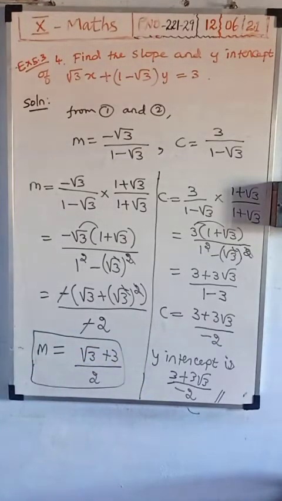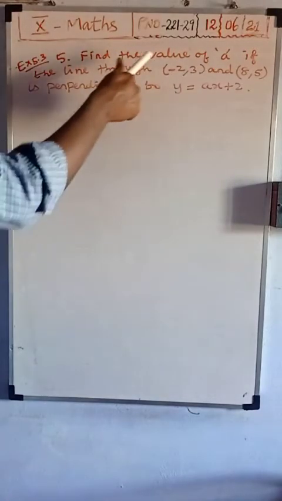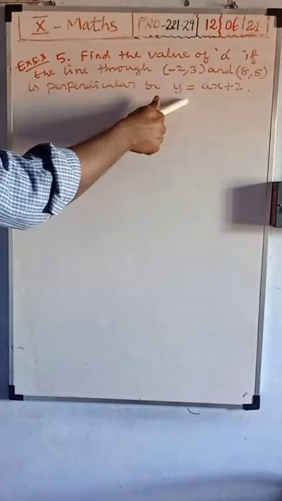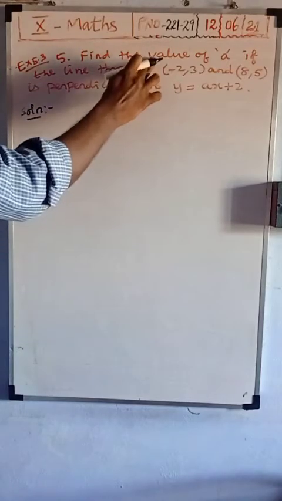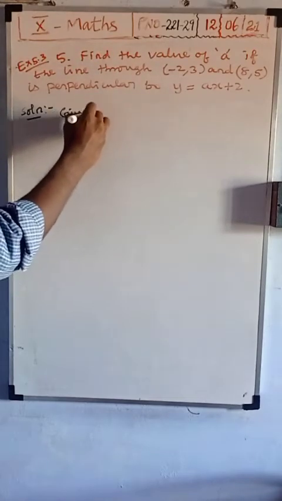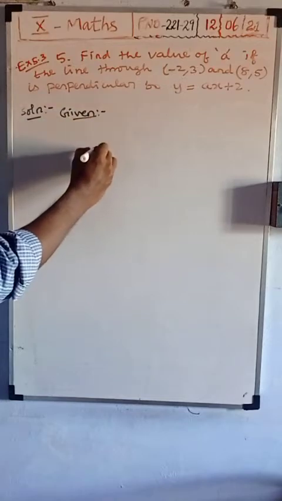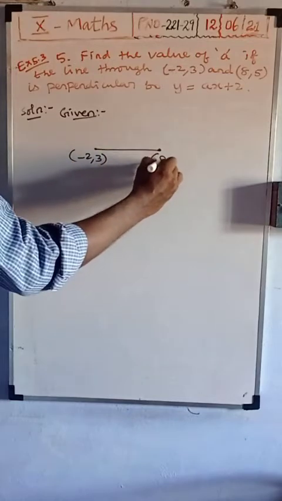That's all. See, the next, fifth question is: find the value of A if the line through minus 2 comma 3 and 8 comma 5 is perpendicular to y is equal to ax plus 2. Okay, see here 2 points are given, then we want to find the value of A. 2 points and one line equation are given. Okay, see the solution first. What does that mean? Find the value of A if the line goes through the points. Okay, one line is given, and one line is passing through these 2 points, minus 2 comma 3 and 8 comma 5.